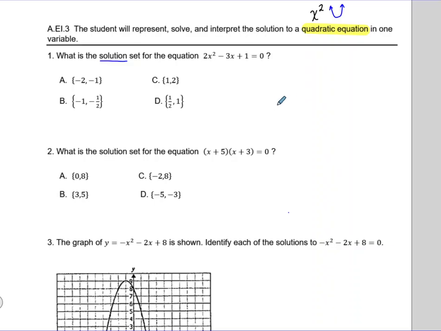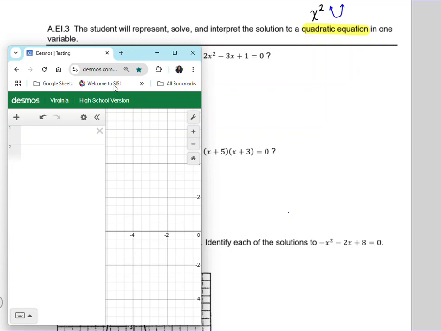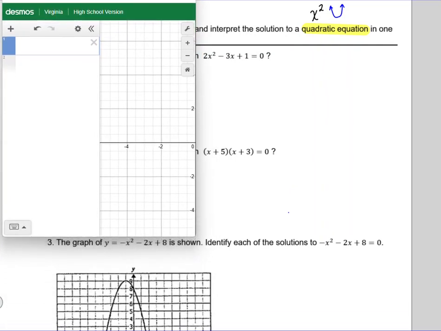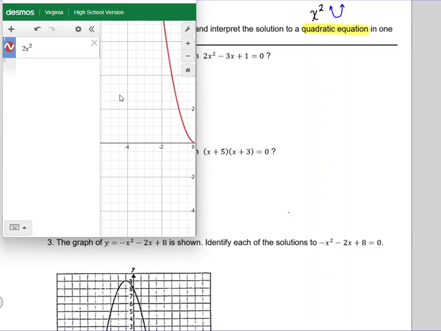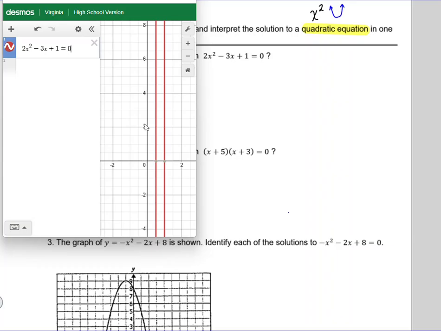Desmos does a wonderful job in solving this. So I'm going to go ahead and plug my equation in Desmos. I'm just going to do 2x squared minus 3x plus 1, and then I'll go ahead and put the equal 0 part as well. And then there you go.